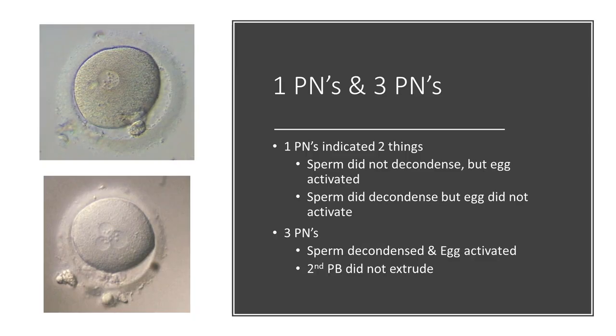A 1PN with one polar body would indicate that the sperm decondensed, but the egg did not activate. And a 1PN with two polar bodies would indicate that the egg activated and thinks it's fertilized, but didn't extrude the second polar body, and the sperm did not decondense. In either case, these are not normally fertilized and should not be cultured for transfer.